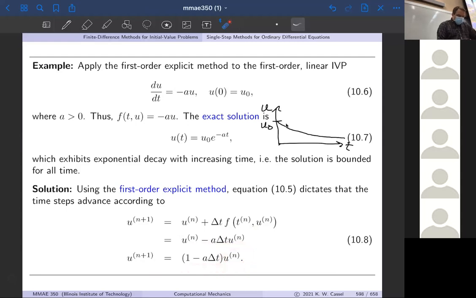What this gives us, equation 10.8, is a prescription for how to move from one time step to the next. If I know the solution un at tn, all I have to do is multiply by 1 minus a delta t, and that gives me an approximation for the solution at the next time step, tn plus 1. Simple as that. And then we just keep doing that until we get tired, and then we stop.